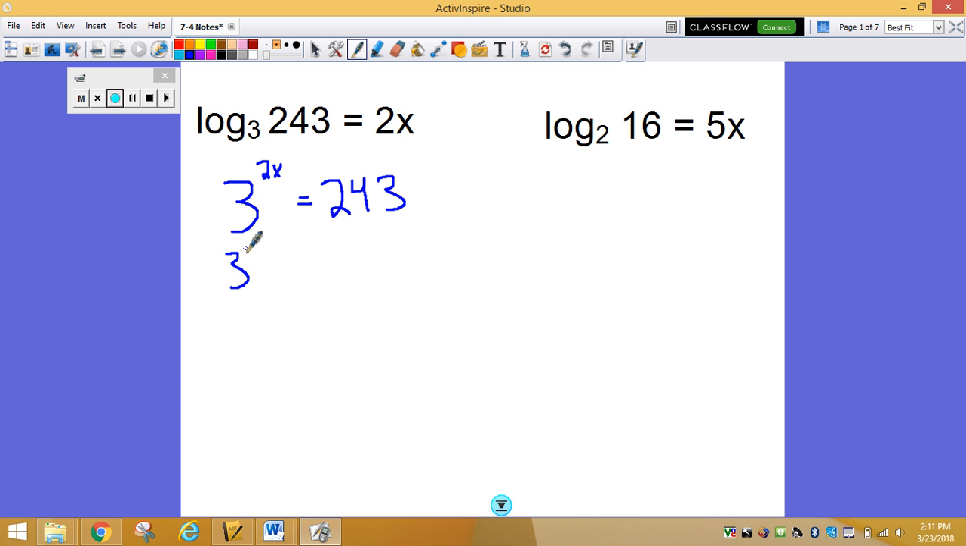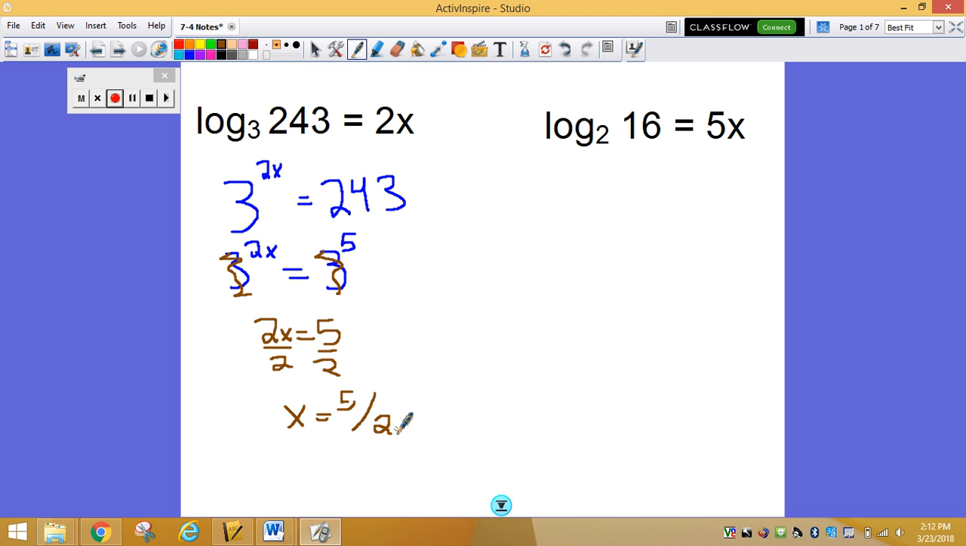So I'm going to leave this 3 to the 2x. And I want to figure out 3 to the what will give me 243. I don't know off the top of my head, so I'm just going to start trying. 3 to the 4th, that's only 81. Let's try 3 to the 5th. That's it. 3 to the 5th is 243. Now that I have my same base, they will cancel. So I have 2x equals 5, divide by 2, and x is 5/2.